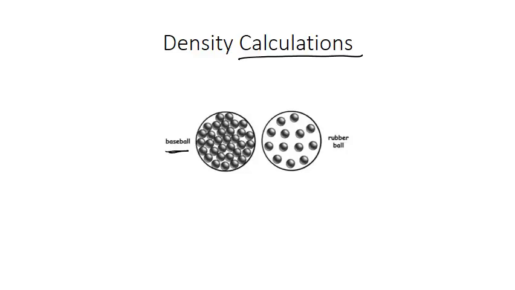This is a picture of what a baseball might look like if we opened it up and looked inside, or the density of a baseball. And this is an image of the density of a rubber ball, a normal rubber ball. If you think about it, a baseball is a lot heavier than a normal rubber ball, which would be lighter. But in this case, their volume is the same.